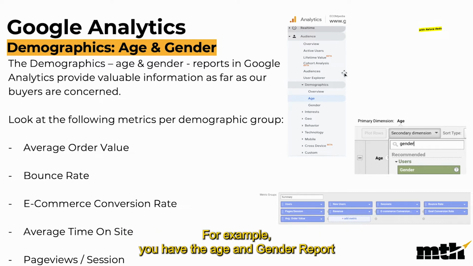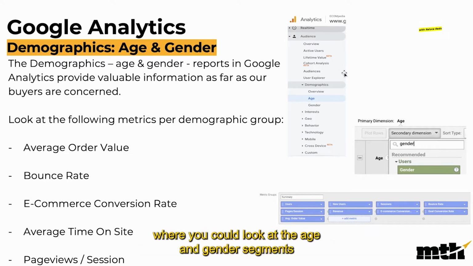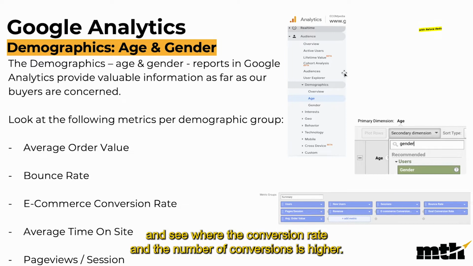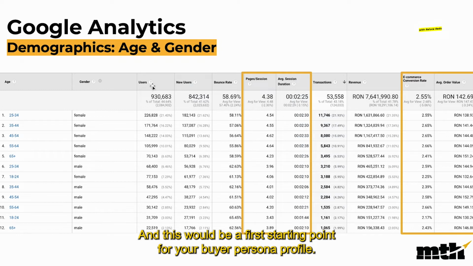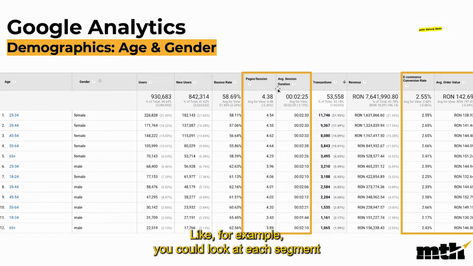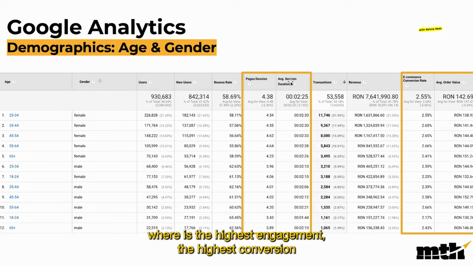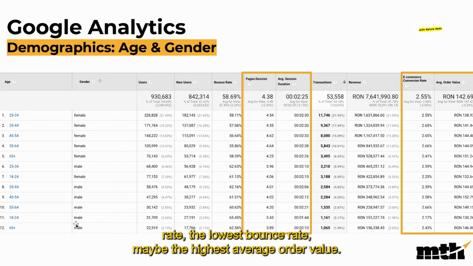For example, you have the age and gender report, where you could look at the age and gender segments and see where the conversion rate and the number of conversions is higher. And this would be a first starting point for your buyer persona profile. For example, you could look at each segment using the secondary dimension, like we see here, and look where is the highest engagement, the highest conversion rate, the lowest bounce rate, maybe the highest average order value if you're in e-commerce.